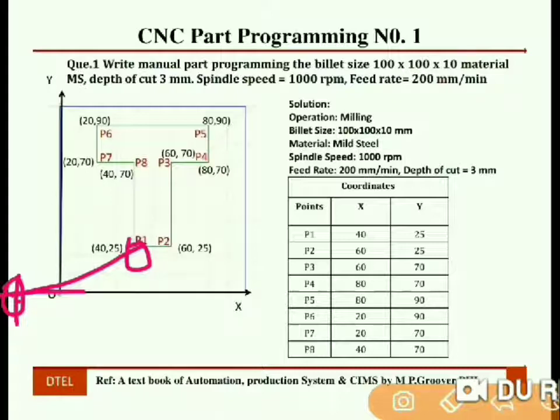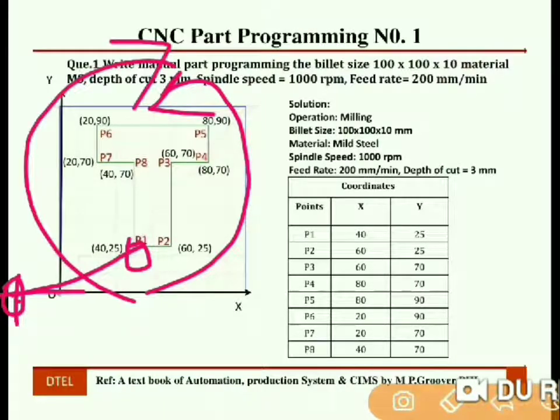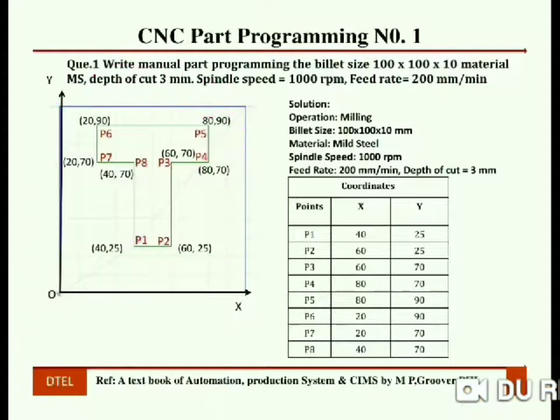Now we have to decide the tool trajectory or tool path, whether it is clockwise direction or anti-clockwise direction. The programmer can choose as their own, anti-clockwise or clockwise. So in this program we have chosen the anti-clockwise path: P1, P2, P3, P4, P5, P6, P7, P8 and P1. So we have to complete one loop to get the T shape. This is the cutting profile.